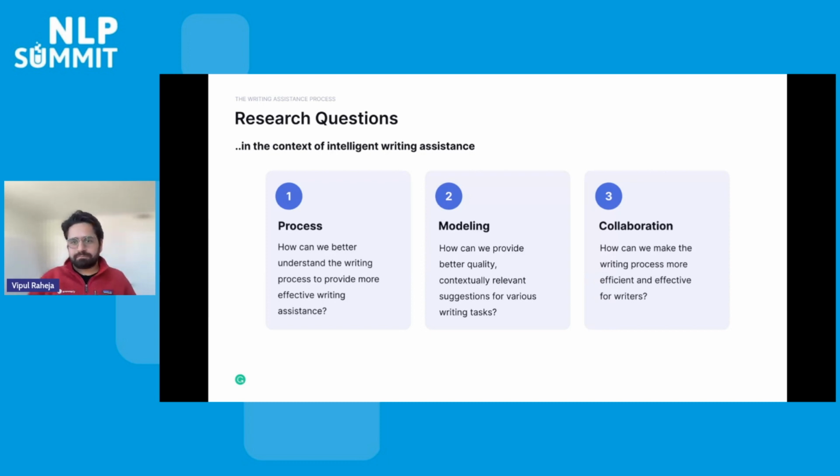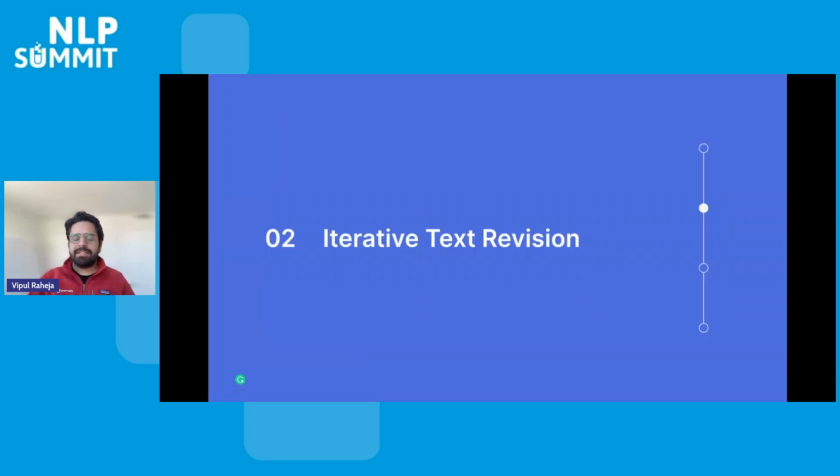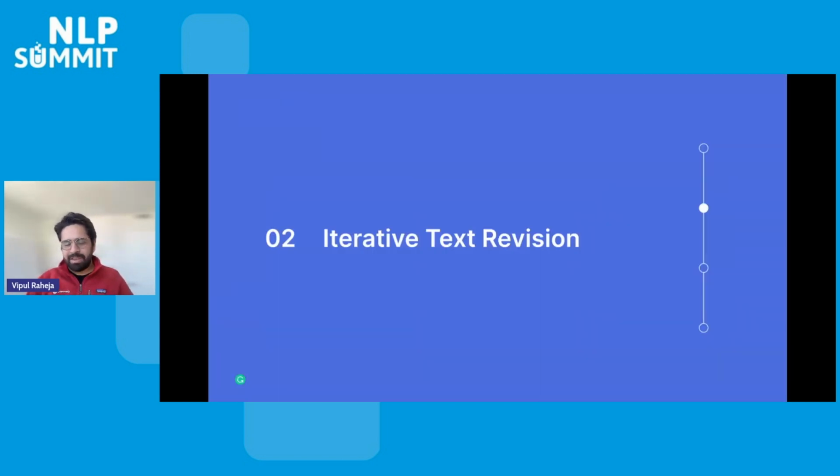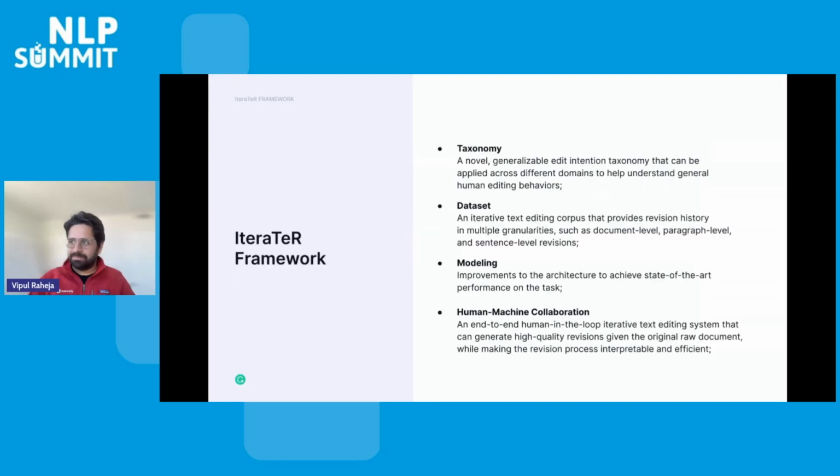And thirdly, a setting of human-in-the-loop collaborative revision, where from the perspective of users, being able to leverage intelligent writing assistance better. And these are the main research questions that will be the focus of my talk. So now let's dive deeper into iterative text revision.